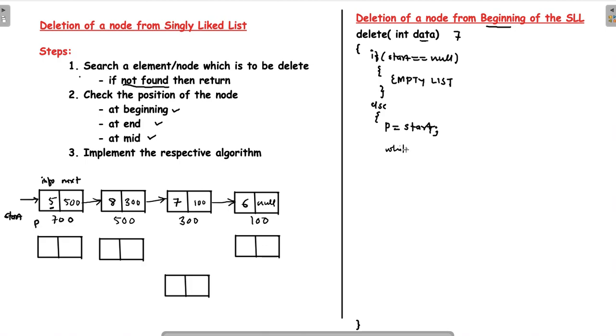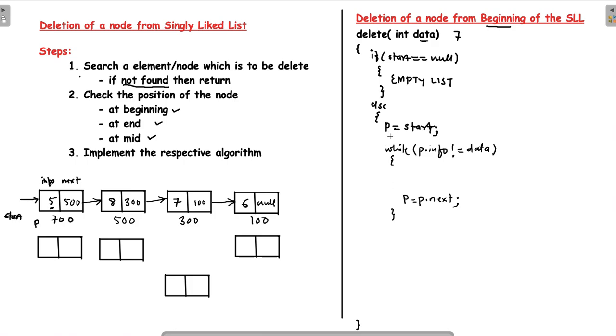So you will be writing: while P of info is not equal to your data, till then you will be moving your P to the next location.